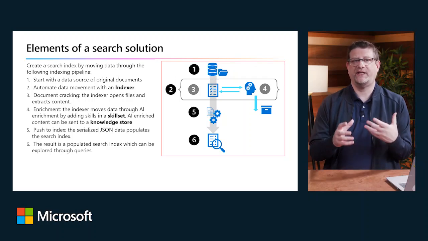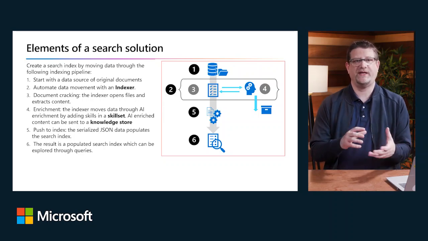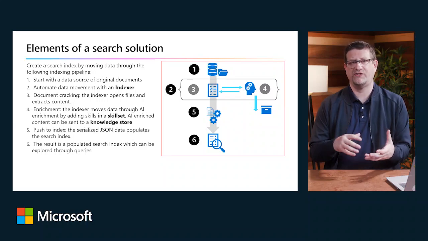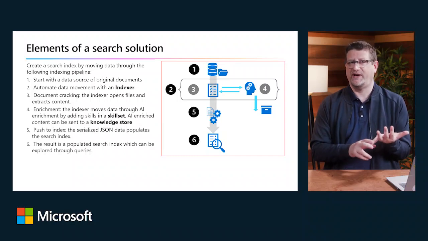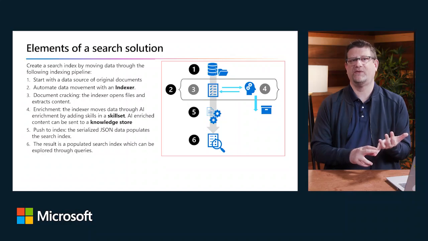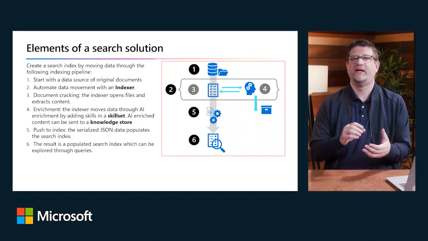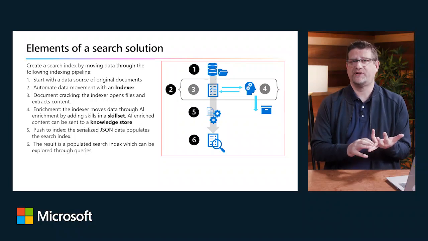Document cracking is where the indexer opens the files and extracts the content. The enrichment is where the indexer moves data through AI enrichment, which implements Azure AI on your original data to extract more information. AI enrichment is achieved by adding and combining skills in what's called a skill set. That skill set defines the operations that extract and enrich the data to make it searchable. These AI skills can be built into the tools, such as text translation, optical character recognition, or custom skills that you provide.